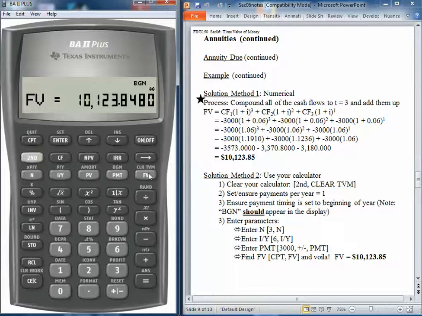So $8,500.18 is equivalent to 3 equal payments of $3,000 beginning today, which is also equivalent in time value of money terms to $10,123.85 3 years from now. Now, how can we say that they're all equal? Because we're assuming this opportunity cost of capital, or this interest rate, of 6%.